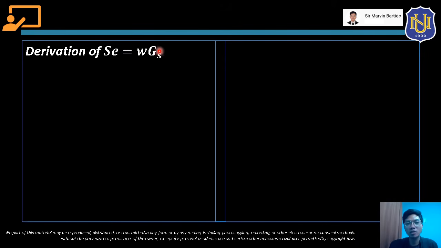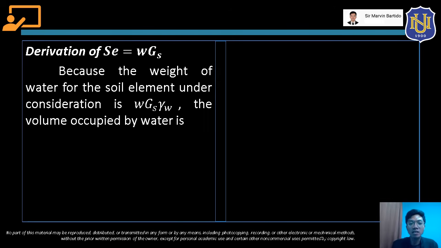Okay, so now let's talk about the derivation of this formula. So class, itong formula na to, importante siya. So very useful class itong formula na ito. So ito ay S times E is equal to W times G sub S. So degree of saturation, void ratio, water content, and then specific gravity ng soil solid. So, i-derive natin ito class.